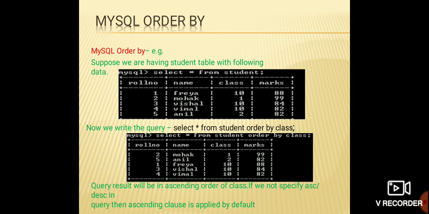In the first example, select asterisk from student has been written, and their roll number, name, class, marks, all things you can see here. Next, if you want to order it according to class, and I want to show all the data, that's why I have written select asterisk from student, and order by class. I want to order it according to class. So if you did not write ASC or DESC, by default it will display in ascending order only.